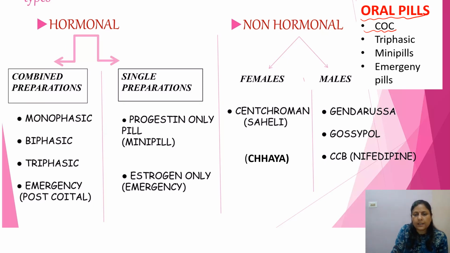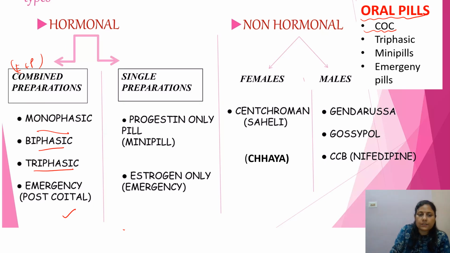These combined preparations can release hormones monophasically, biphasically, triphasically, or as emergency or postcoital pills. So these combined oral contraceptive pills include estrogen and progesterone, and they can secrete these hormones monophasically, meaning for the whole day 1 to day 21 it secretes the same amount uniformly. But biphasically, in one phase it secretes a certain hormone, then in another phase it secretes another hormone. Like that, there are also triphasic oral contraceptives.